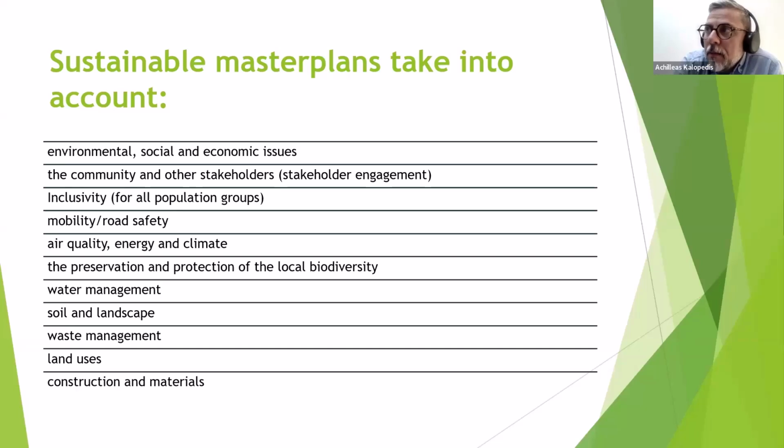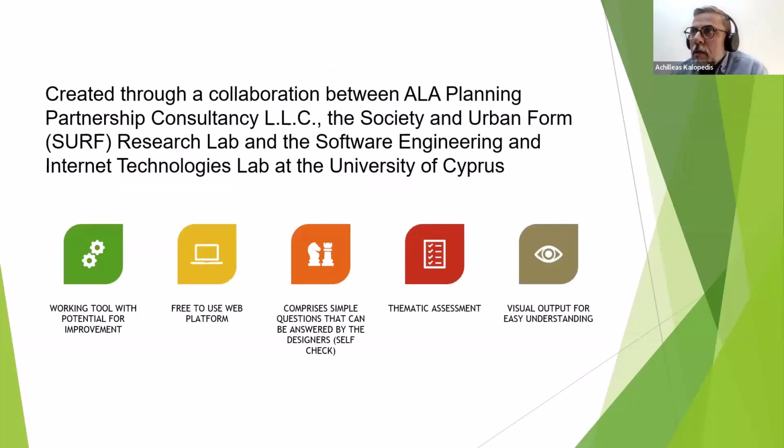So a good master plan or a good design should take into account the following parameters: obviously environmental, social, and economic issues, the community and the stakeholders, inclusivity, mobility, road safety, air quality, energy and climate, the preservation and protection of the biodiversity, water management, soil and landscape, waste management, the land uses, and construction and materials.